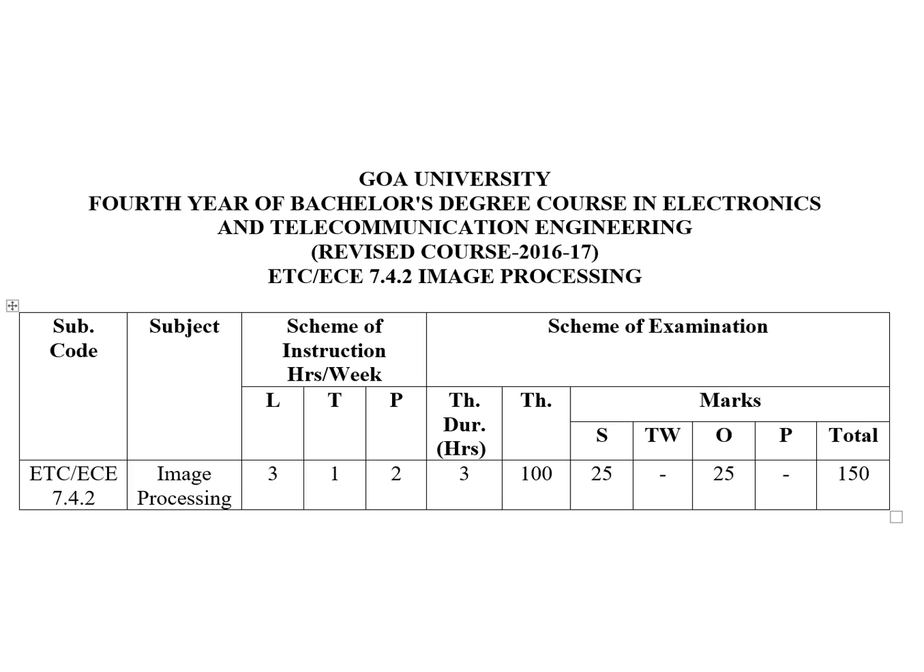The course code is ECE 7.4.2. There will be 3 hours theory, 1 hour tutorial and 2 hours, that is 1 practical, every week. The duration of the theory paper will be 3 hours and the marks are 100. For sessional marks there are 25 marks and for orals 25 marks.